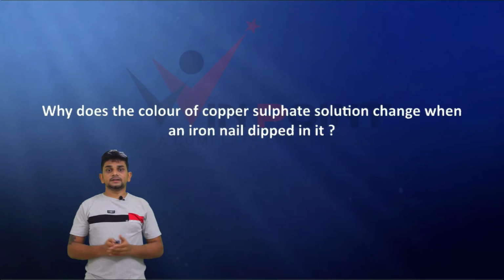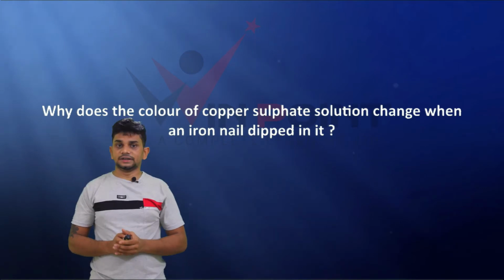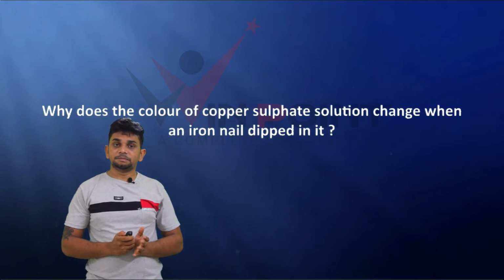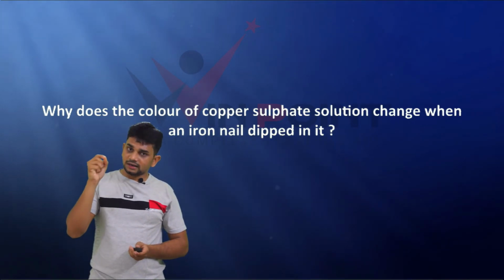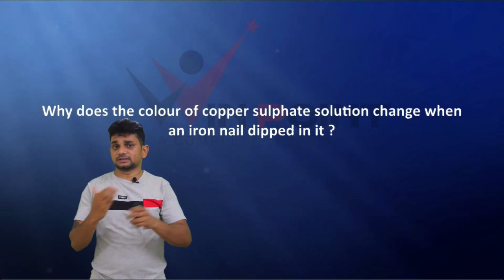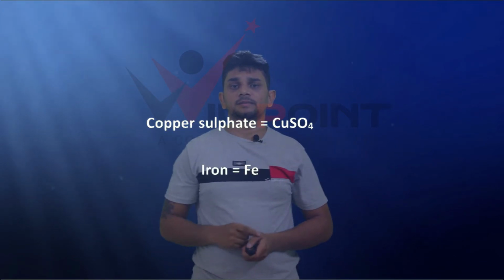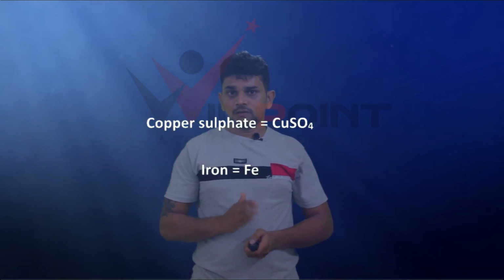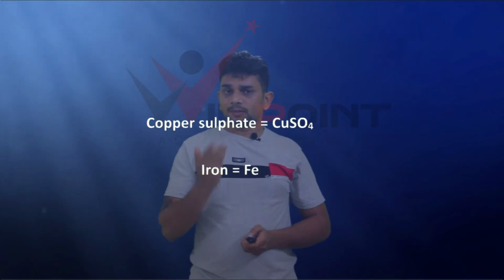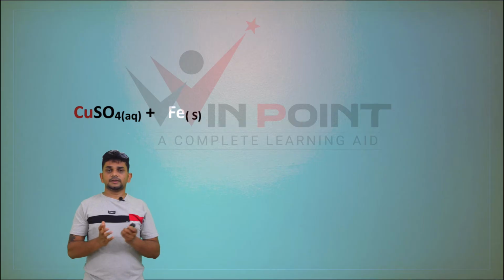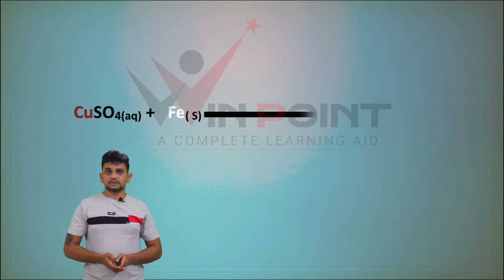Why does the color of copper sulfate solution change when an iron nail is dipped in it? We are dipping an iron nail in the copper sulfate solution, and there will be a color change. What is the reason behind it? What is the formula for copper sulfate? Copper sulfate is CuSO4 and iron is Fe. When we are adding iron to copper sulfate, what is going to happen? CuSO4 plus Fe gives FeSO4 plus Cu.